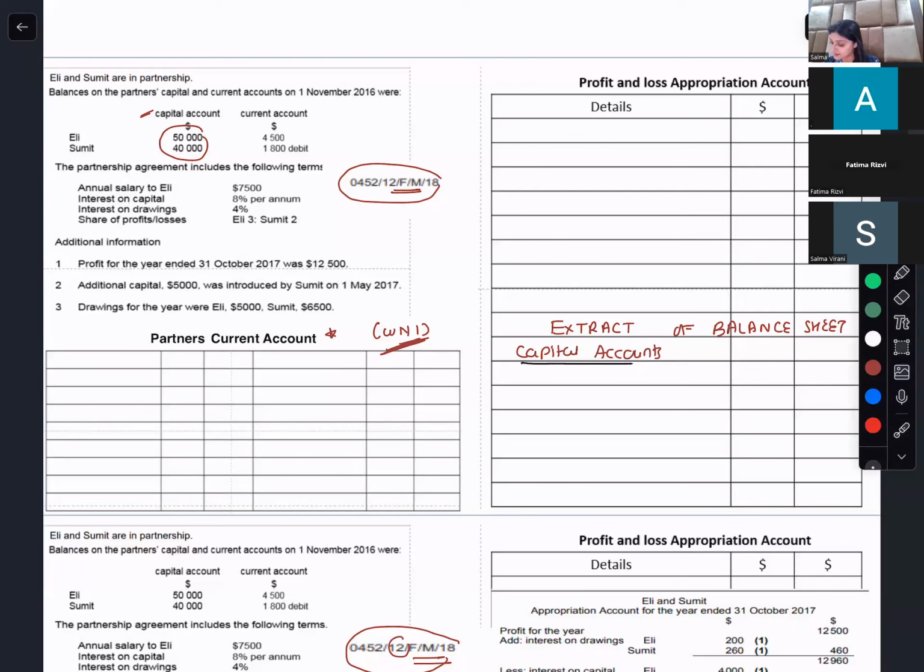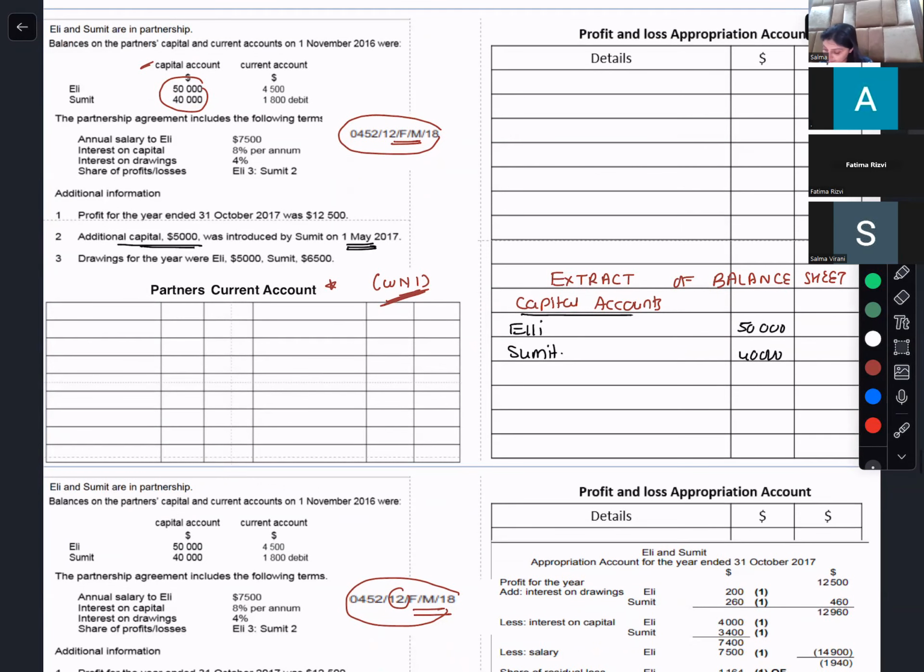I have two partners. One is Elli and one is Sumit. So I write 50,000, 40,000. But when I was scrolling through this, I see there is an additional capital on 1st May. Do you also see that? Yes, miss. So I will write 40,000 plus 5,000.